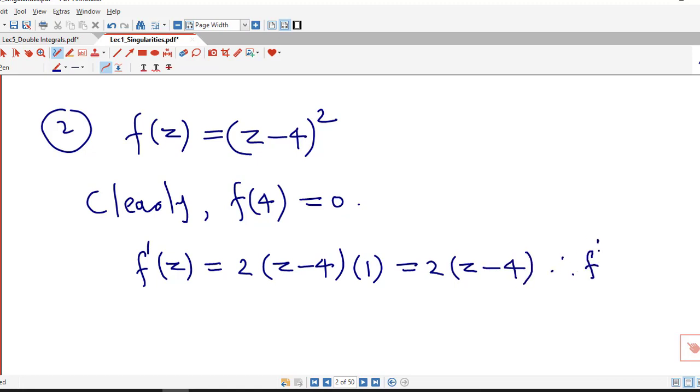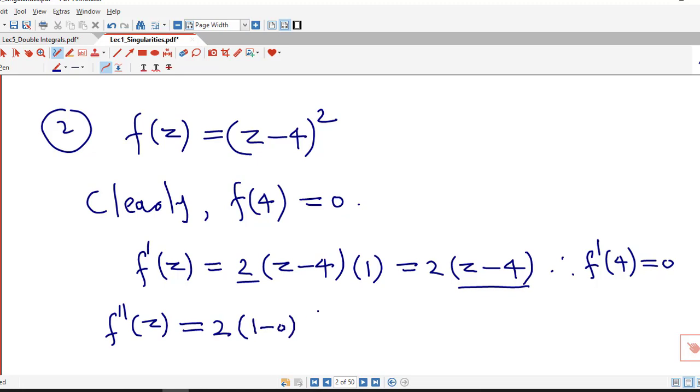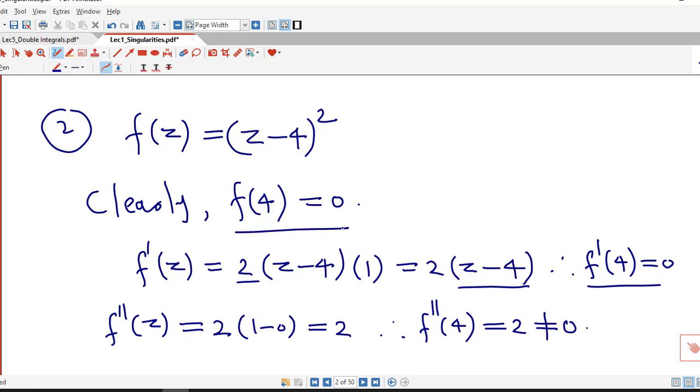So if we find out the value of the first derivative at z equal to 4, due to z minus 4 it becomes 0. Now we find out the second derivative. So the second derivative is 2, as the derivative of z minus 4 is 1. So second derivative at any point z is 2. Therefore the second derivative at 4 is also 2. So the second derivative is non-zero and the first derivative is 0, the value of the function is 0.